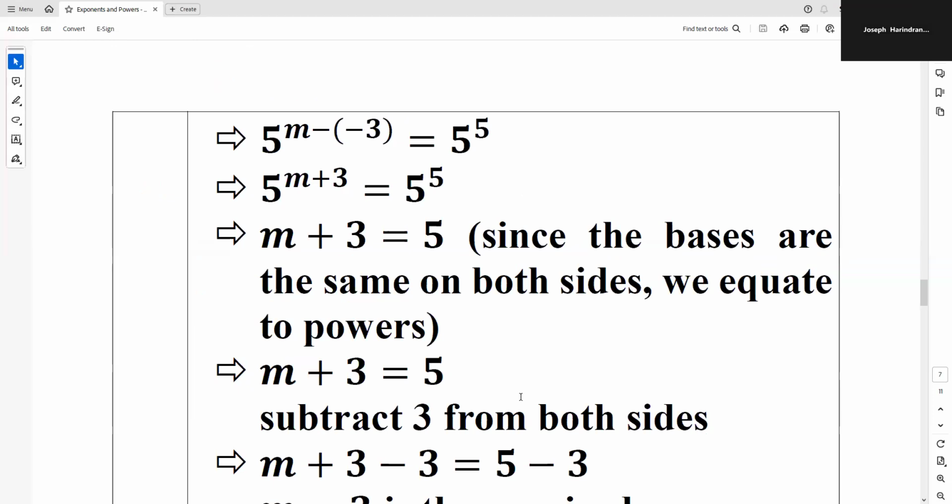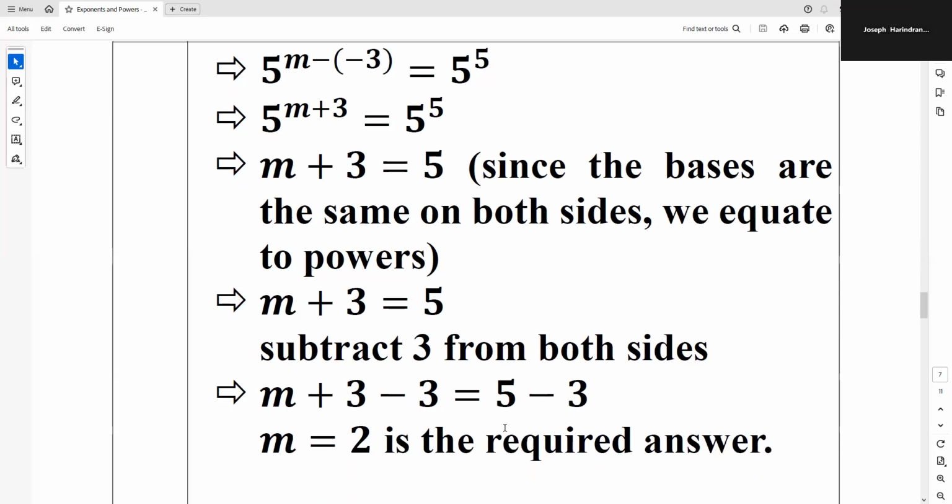Since the bases are the same on both sides, we equate the powers. So when we equate the powers, we have m plus 3 is equal to 5, and therefore we subtract 3 from both sides. We can solve this equation for m and get the answer: m is equal to 2 is the required answer.